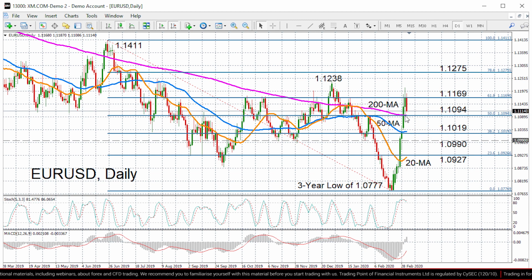For now, though, prices are drifting downwards, and there is immediate support at the 200-day moving average and the 50% Fibonacci at 1.1094. If that is broken, we could see EURUSD losing further momentum, and it could soon be testing the 50-day moving average around 1.1020. And then if those supports fail to hold as well, we could see the 20-day moving average coming into focus at around 1.0927, and then below that we could see EURUSD testing the 3-year low of 1.0777, which it touched earlier in February.